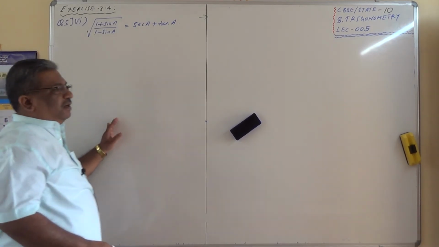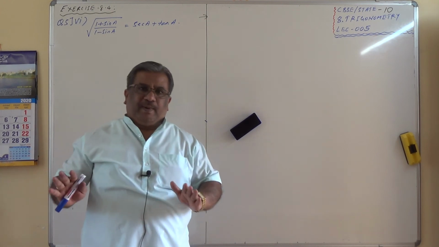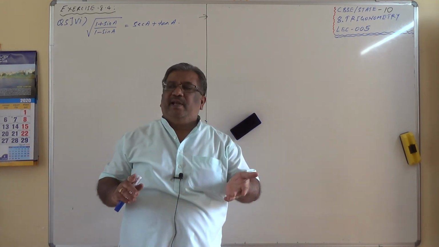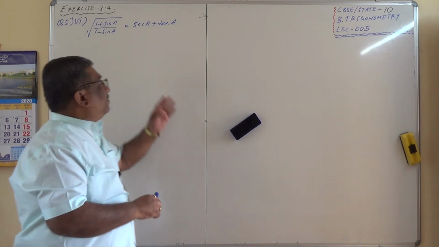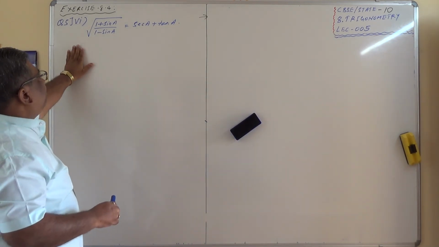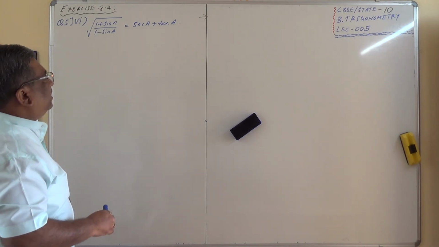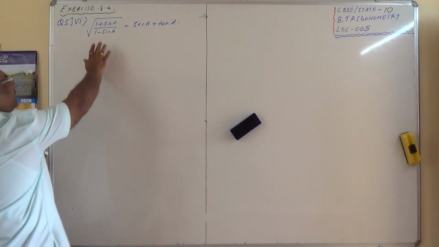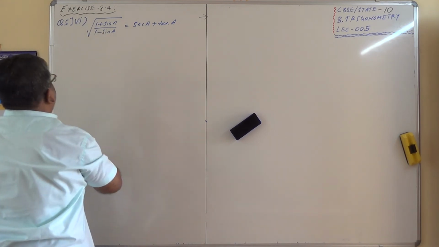Now question number 5 I have solved already, because question number 5 is a simple problem which I solved in the beginning along with the example sum. Next is this one: under root of 1 plus sin A by 1 minus sin A equals secant A plus tangent A. This appears to be complicated, so I am taking this one, LHS.